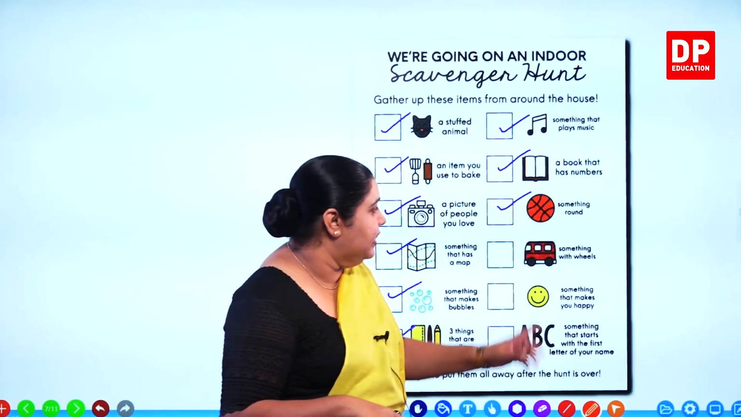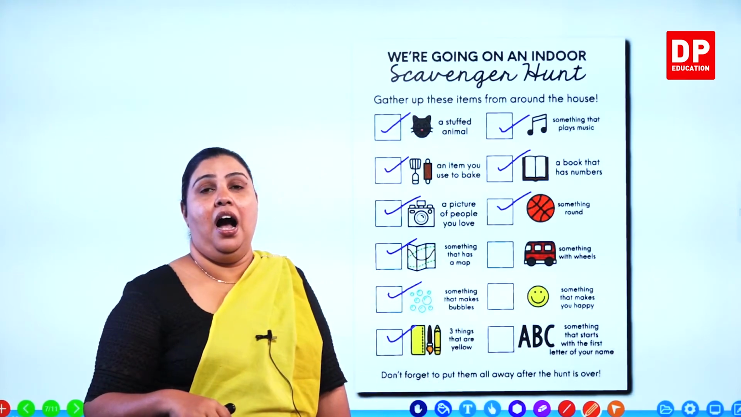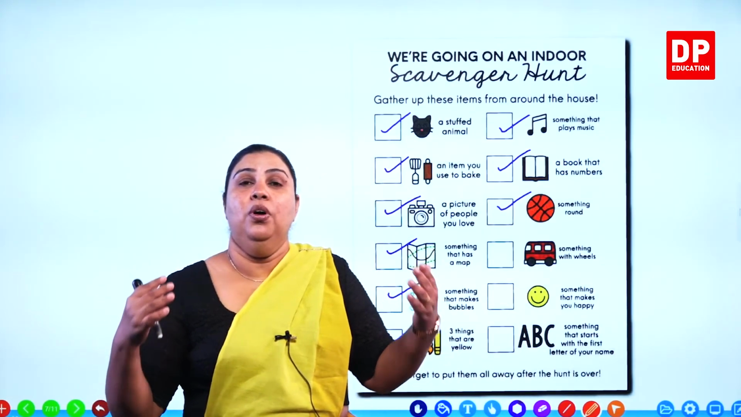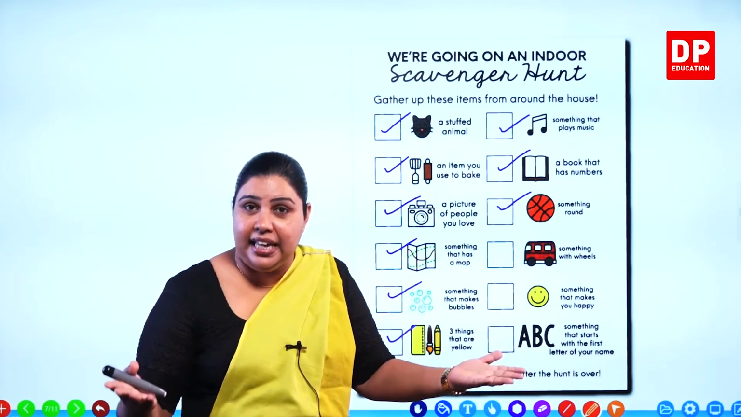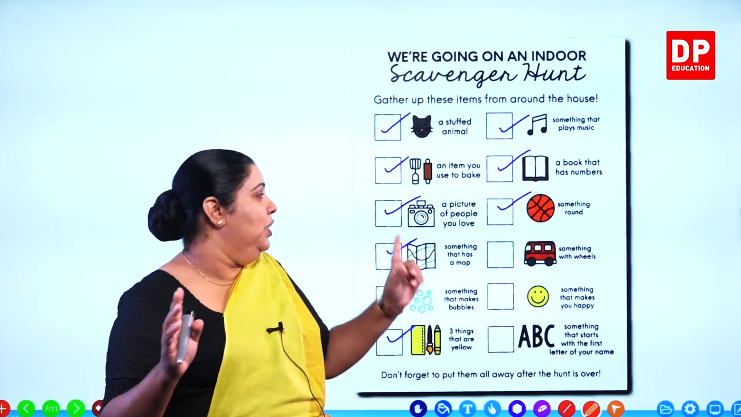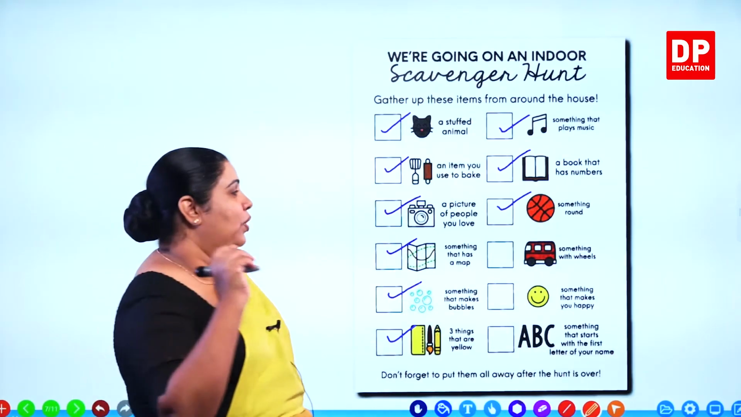Then here, see, something with wheels. Now can you quickly go run on the road and find vehicles and carry them and come? No, something with wheels.